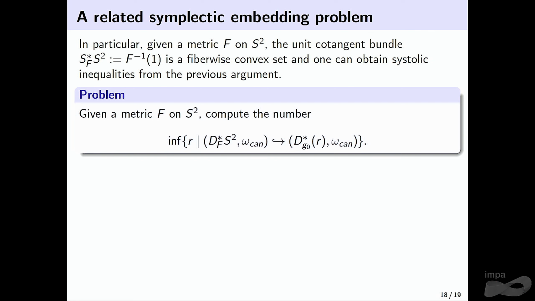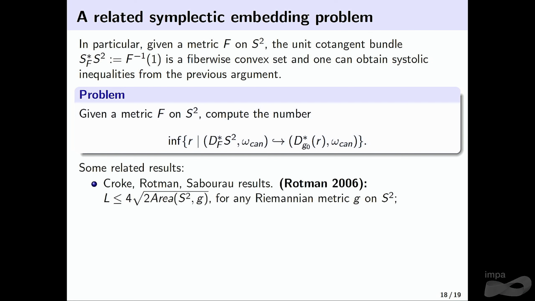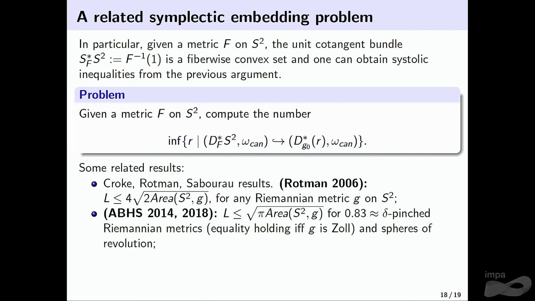And to be fair, we have a lot of results in that direction, not on the symplectic side. It starts with Croke, which was the first bound for a Riemannian metric on S2. And then Rotman, Sabourau. For instance, Rotman proved that the length of the shortest closed geodesic on the sphere should be lower than this number, 4 times the square root of 2, times the area of the metric. And then the first symplectic result in that direction was given by the BHS.